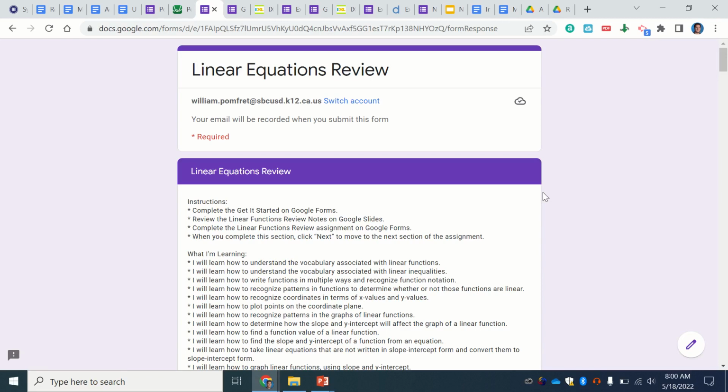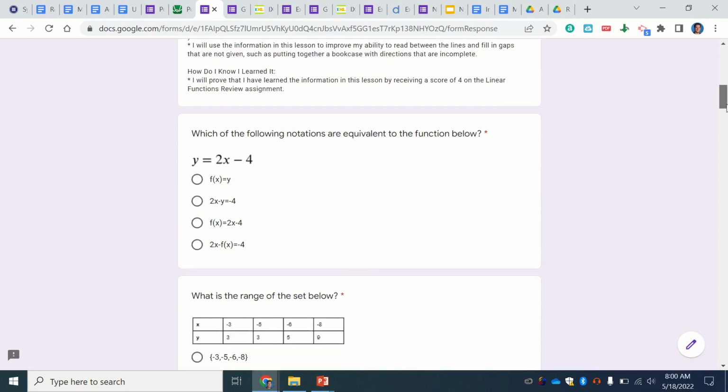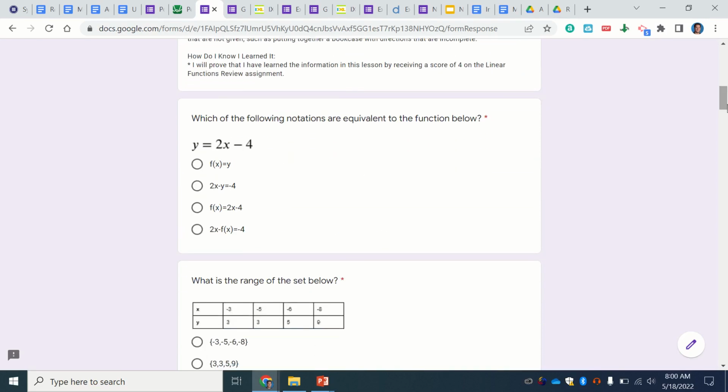Let's take a look now at the linear equations review assignment. Our assignment begins with our learning goals and success criteria. If we go ahead and scroll down, we see the questions that we'll have to answer. The first one says, which of the following notations are equivalent to the function below? So we have y equals 2x minus 4. Well, if we remember, y and f of x are interchangeable. They mean the exact same thing. So we should just change y to be f of x, and the other side should still be 2x minus 4. So it should say f of x equals 2x minus 4. Well, we can see that is this one here.